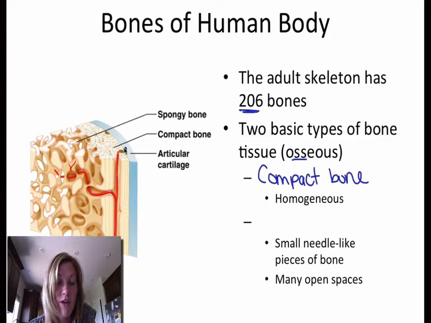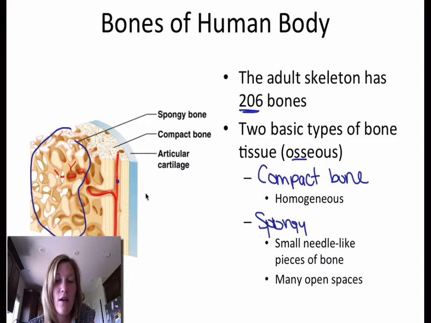If you look over here at this diagram, you'll see that the compact bone is very homogeneous. It's very solid. It's compacted together, as the name suggests. And then the other is going to be spongy bone. Okay, spongy bone is right over here. It's small and needle-like pieces of bone, and it has many open spaces. So there are two basic types of bone tissue. You have compact bone and spongy bone.